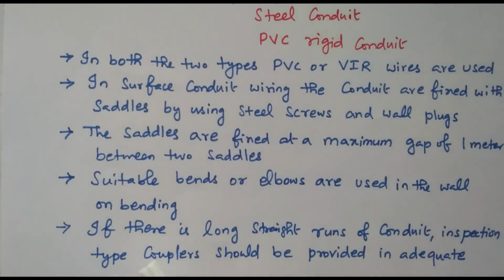What type of fault is there? Any fault can be replaced. Because it is very lengthy, it is very difficult to identify the fault. So by placing this inspection type coupler, we can easily identify it.